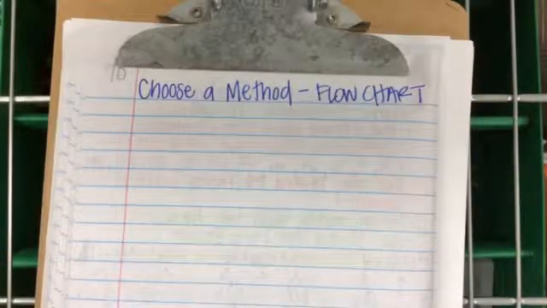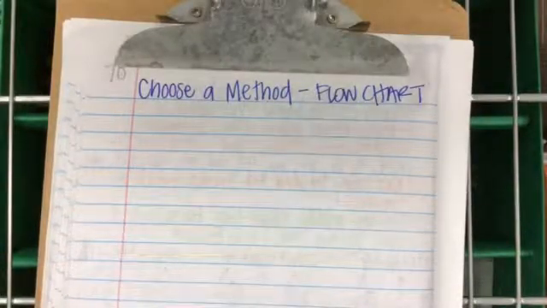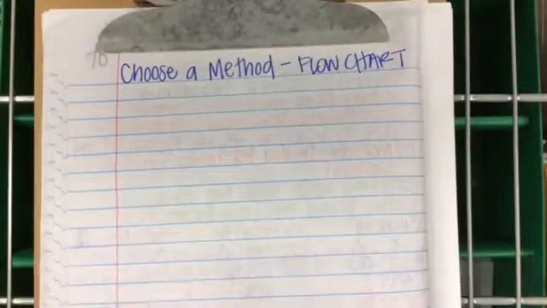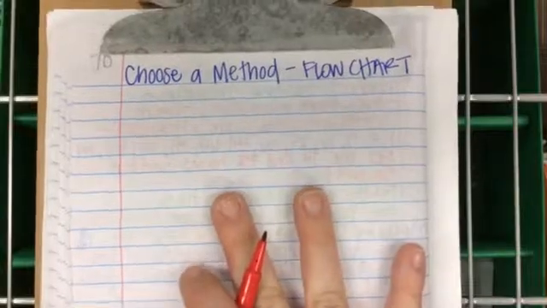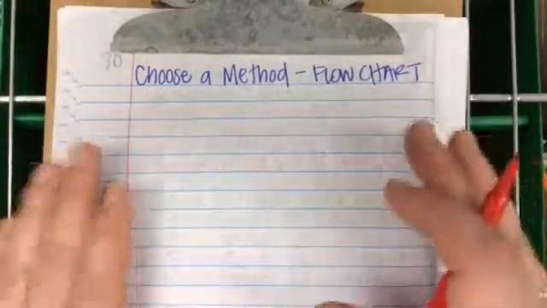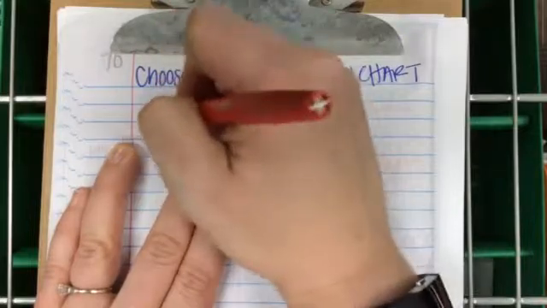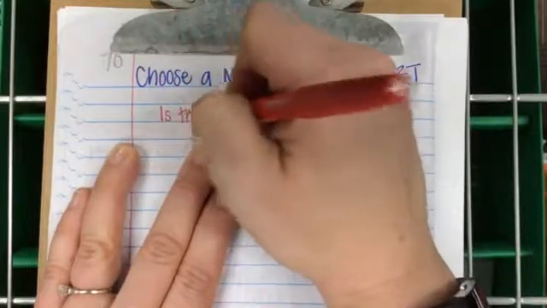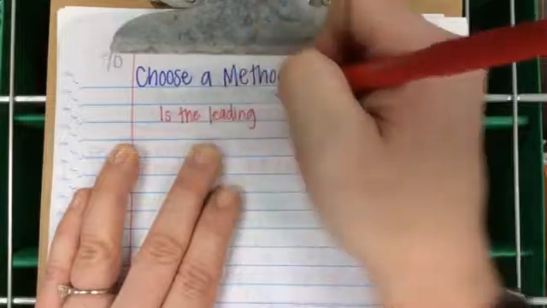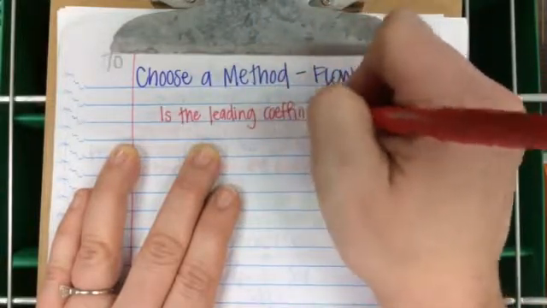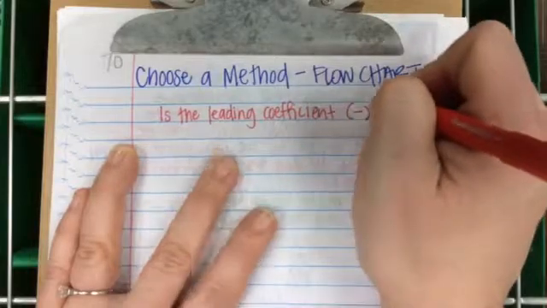So when you're given a polynomial, it's not going to be a monomial. So we're going to start with the basics. Step 1. Is the leading coefficient negative?